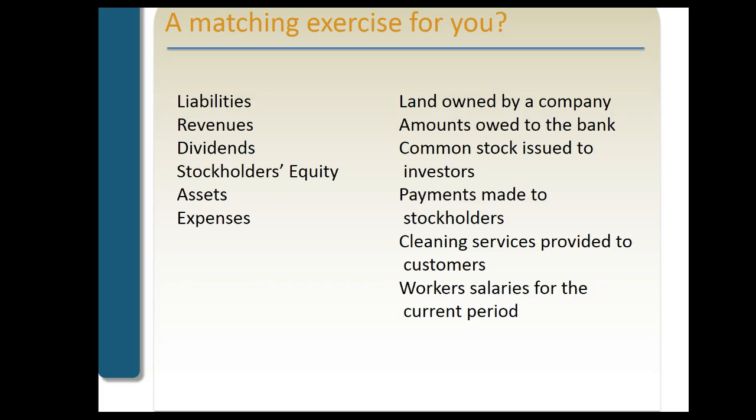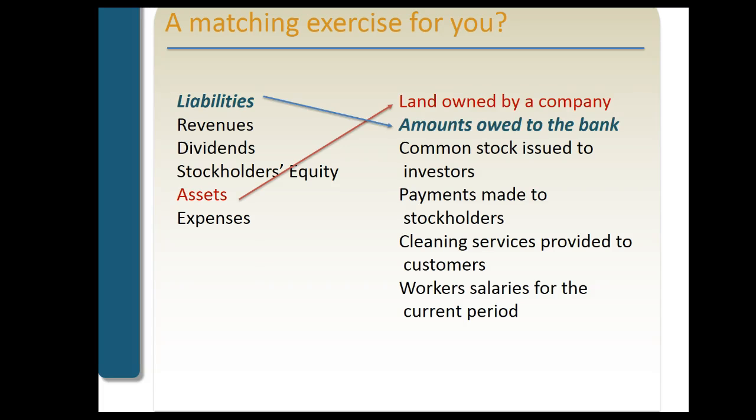Here's another exercise to help you master these concepts. On the left-hand side, we see various names: liabilities, revenues, dividends, stockholders' equity, assets, and expenses, different account types. Over on the right-hand side, we have an example of each. So, for example, if we start with land owned by a company, what type of an account is that description? Land owned by a company? That would be an asset. Remember, it's a resource that will provide future benefits for a company. Now let's look at the next one, amounts owed to a bank.